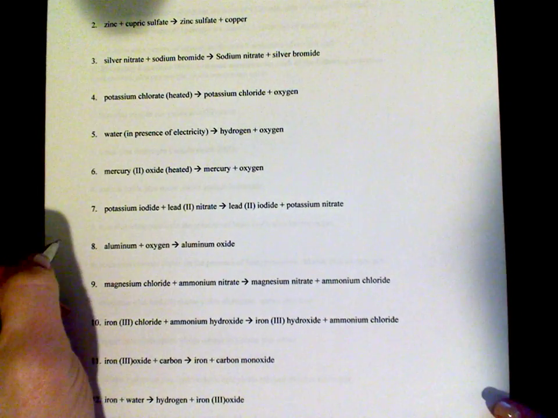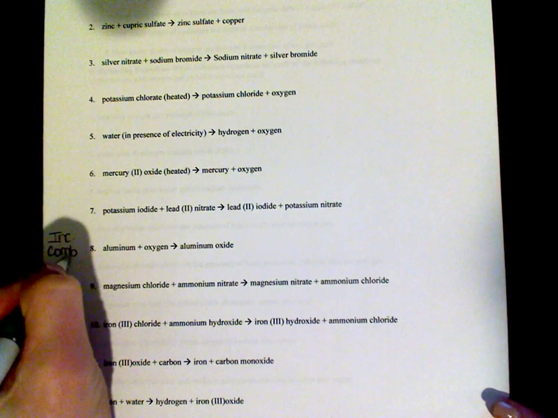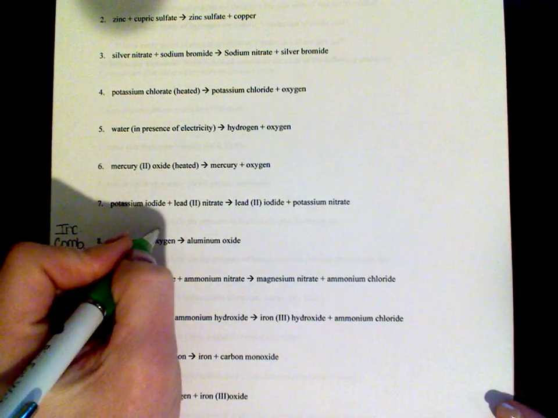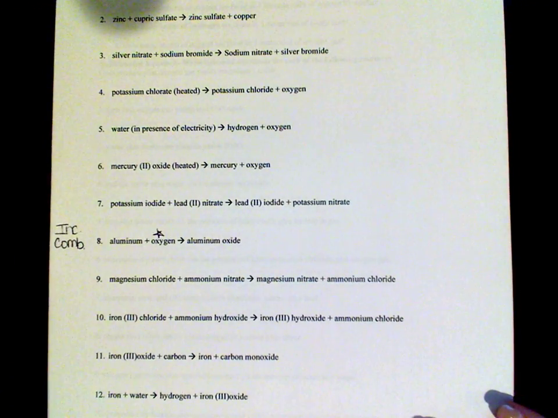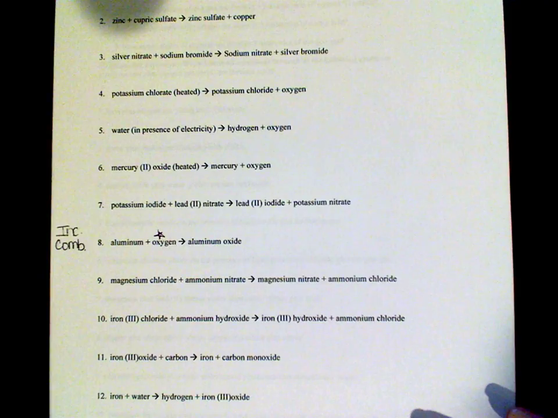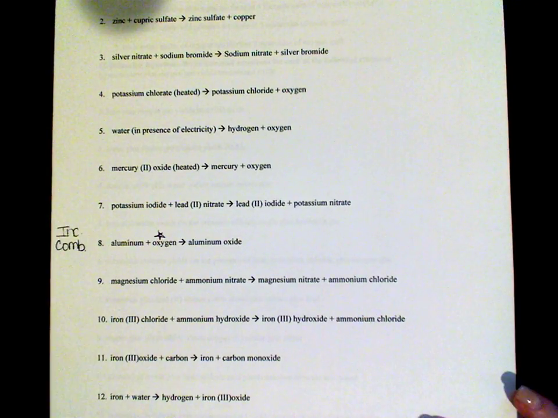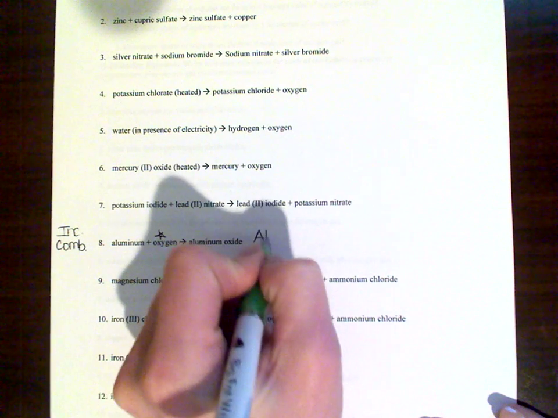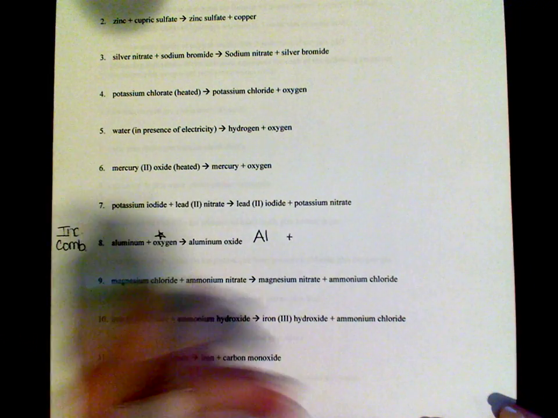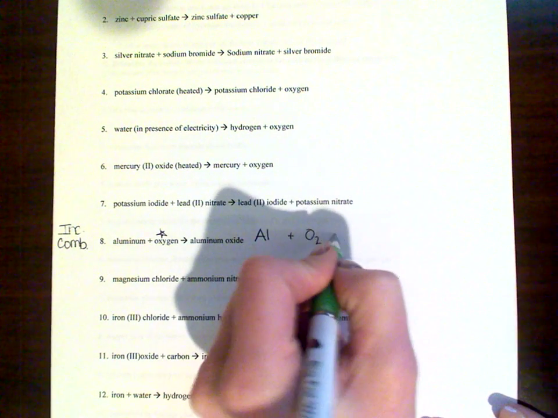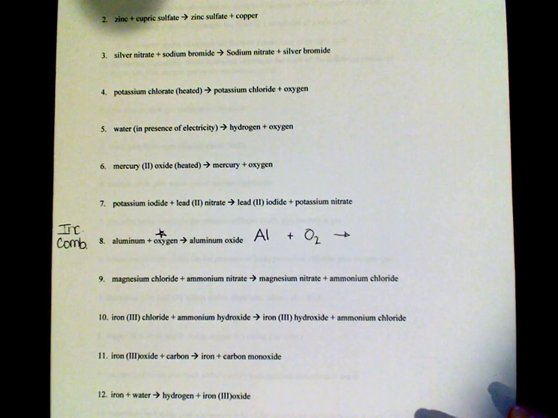Number 8 would be an example of incomplete combustion. The reason why it's combustion is because oxygen is going to be a reactant. It's incomplete because you cannot form CO2 and H2O without carbon and hydrogen in the reactant side. So this one is just going to be written out. Aluminum, the metal, reacts with O2. Remember that O2 is diatomic. It will always be written as O2 when you talk about oxygen gas.